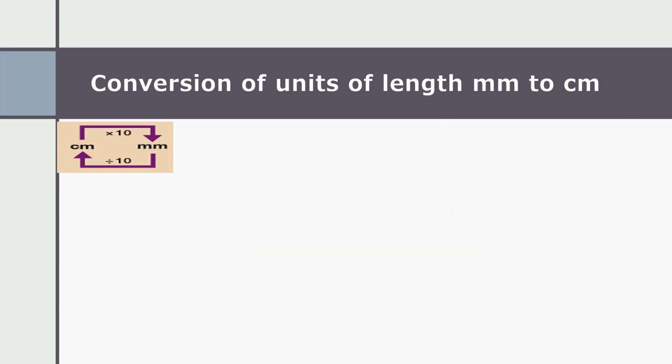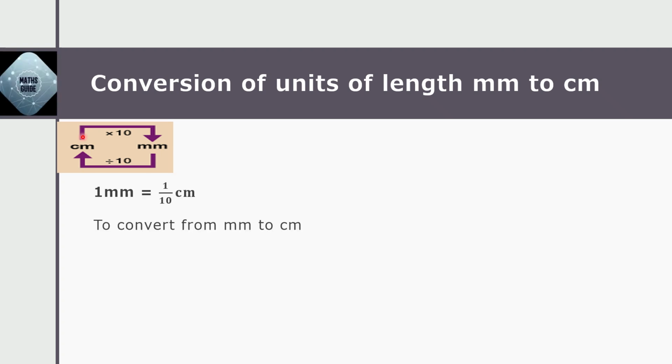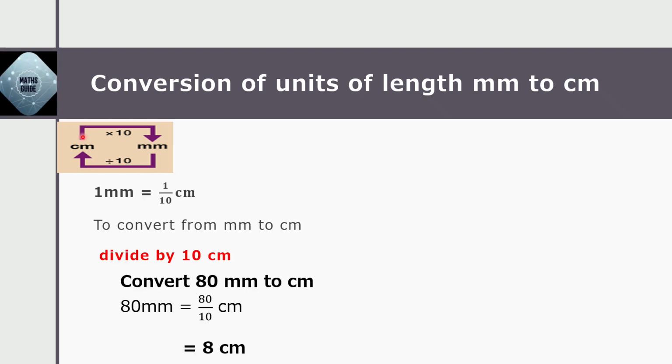Now this time let's convert from millimeter to centimeter. As you all know, to move from smaller unit to larger unit, we always divide, and this time we will divide by 10. Now look at this example. Convert 80 millimeter to centimeter. Divide 80 by 10 centimeter and we get 8 centimeters. It means 80 millimeters is equal to 8 centimeter.